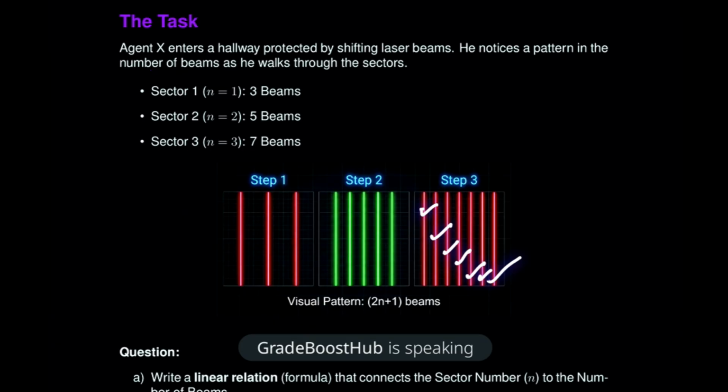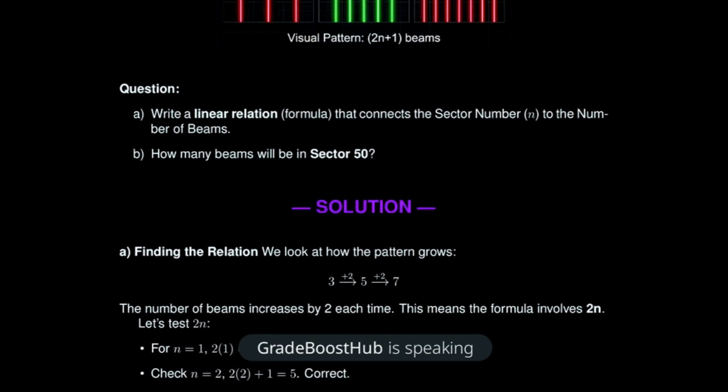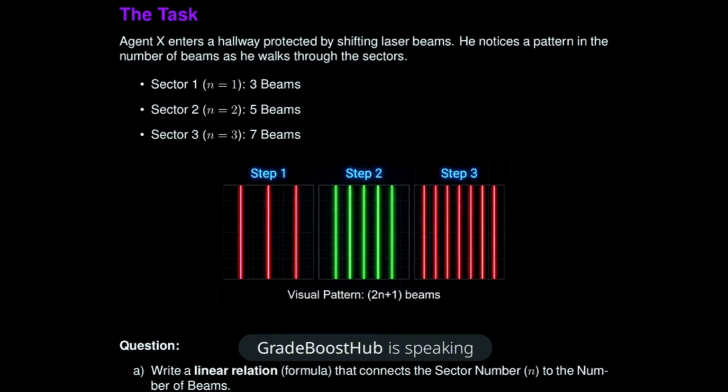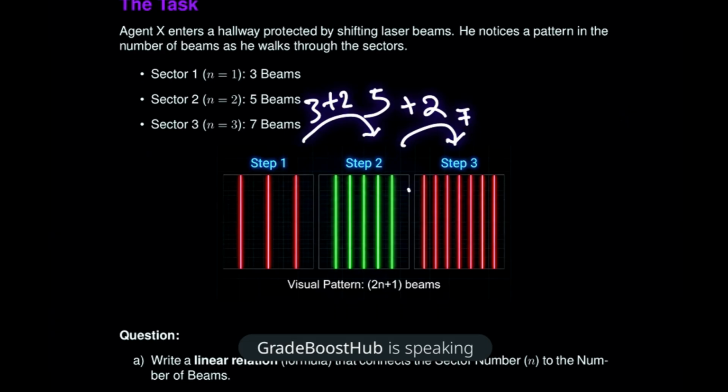Now, the question asked of us is to write a linear relation. Basically, we need to create the formula that connects the sector number to the number of beams. For this, we need to observe the pattern. If you observe the pattern, you will see it increases by 2 each time. This is 3, this is 5, then 5, and this is 7. From 3 to 5 is plus 2, and from 5 to 7 it was plus 2 again.